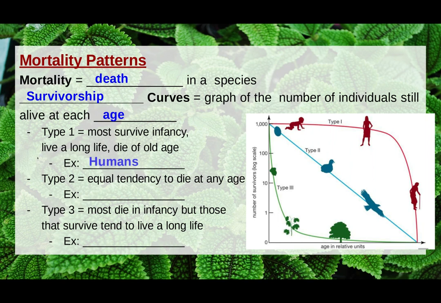Type 1 is where most survive infancy but live a long life and die of old age. Humans are a perfect example of this, especially with modernized medicine. Most humans survive infancy, young adulthood, and tend to die of old age.